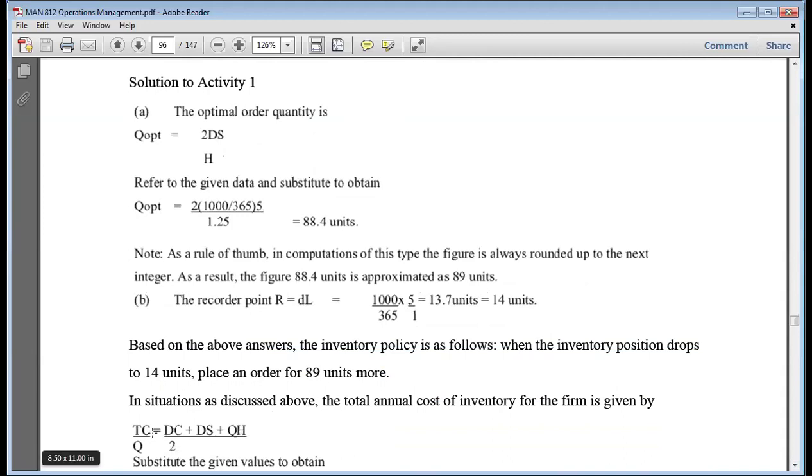Then, if you want to get the total cost, it equals the demand times the cost per unit, plus the annual demand times the ordering cost, over the quantity, which is 89, plus the quantity times the holding cost, over 2. Here they made a mistake. The quantity is not supposed to be there. The total cost is supposed to be independent.